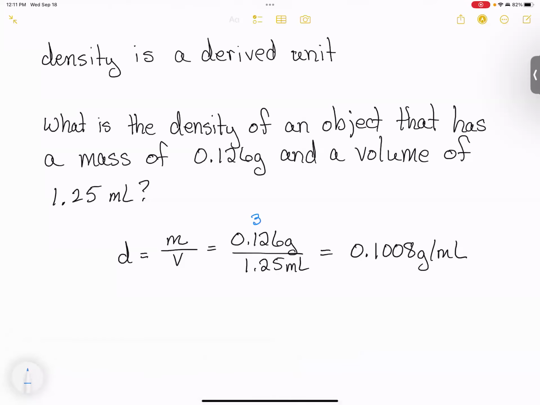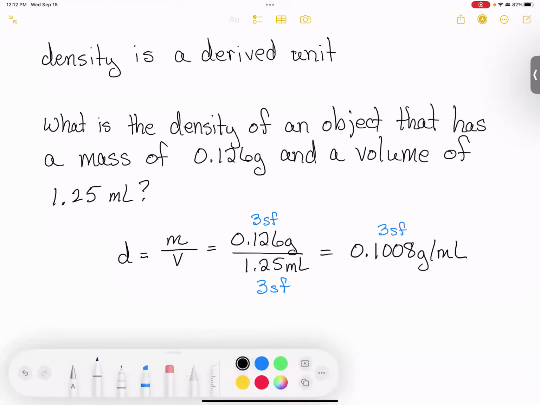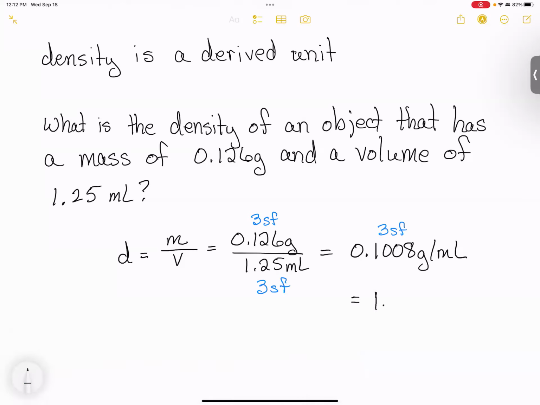Now we do have to think about significant digits. The mass has 3 significant digits. The volume has 3 significant digits. Because this is multiplication and division, the answer will have the same number of significant digits as the measurement with the fewest. The measurement with the fewest had 3, so the answer should have 3. So this would be recorded as 0.101 gram per milliliter. Notice the units. We took grams and divided it by milliliters, so it's gram per milliliter as the unit for the density.